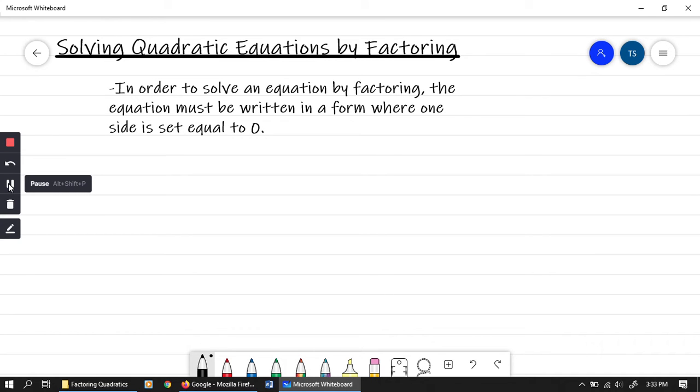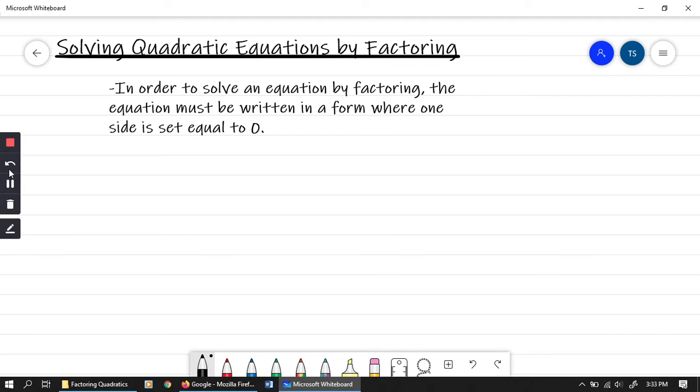All right, so after you've got your equation and you know that one side is set equal to 0, then if it's not already in a factored form, you should factor the expression that is on the other side of the equation. You should factor that expression that's on the opposite side of the equation from the 0.